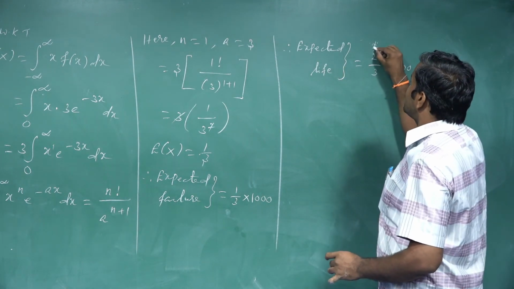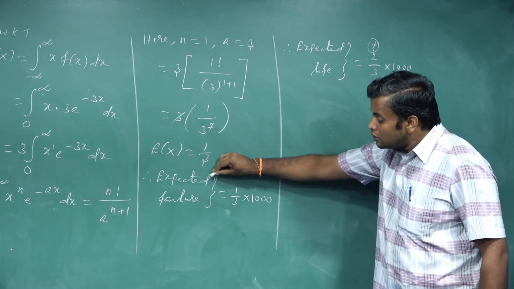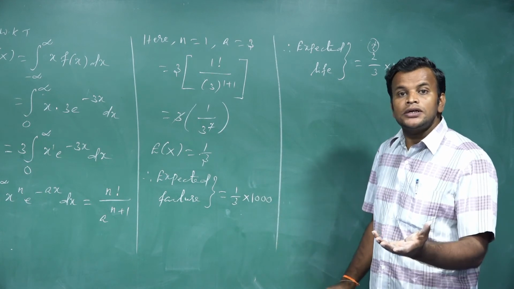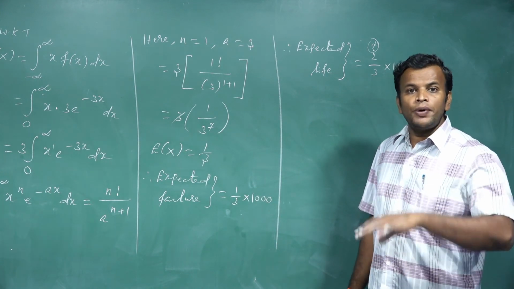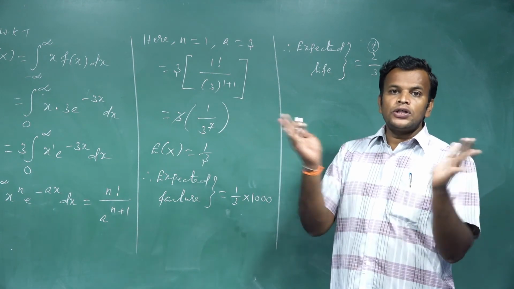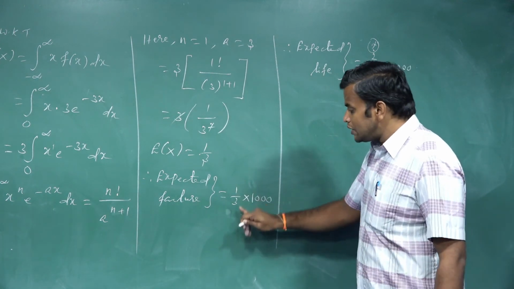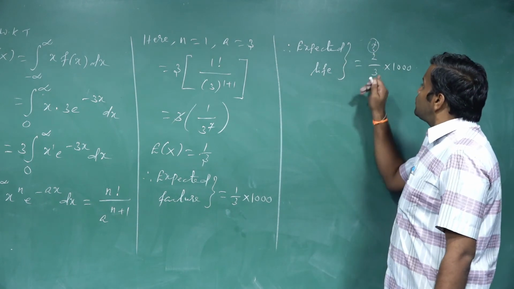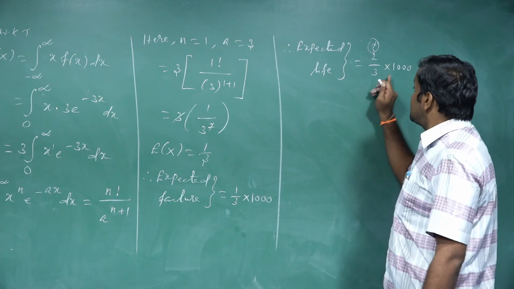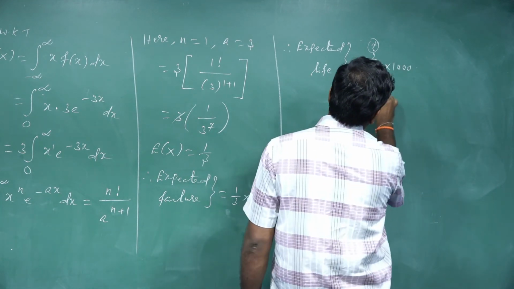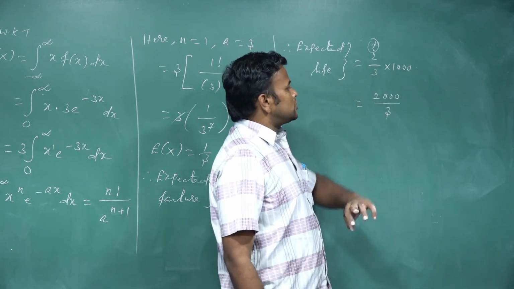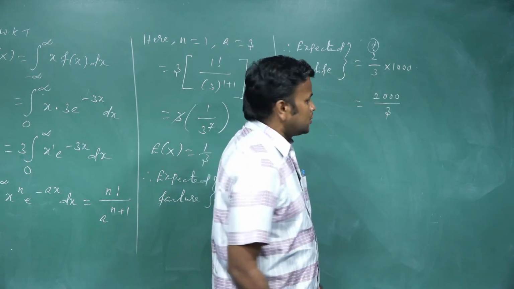Why do I write 2 by 3 here? The expectation of the failure is 1 by 3, so the failure chance is 1 by 3. So what is the success chance? It's 2 by 3 because the total probability is 1, either success or failure. Both added, we get 1. So 1 by 3 is there, so the success probability is 2 by 3. But the average hours is 1000, so I write 1000 here. Actually 2 into 1000 is 2000 by 3.